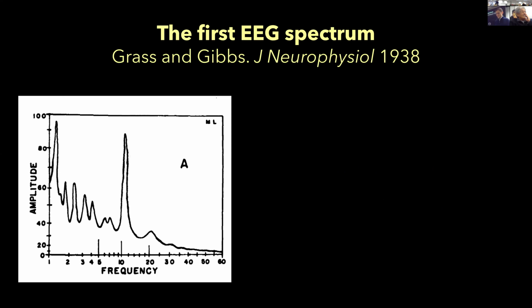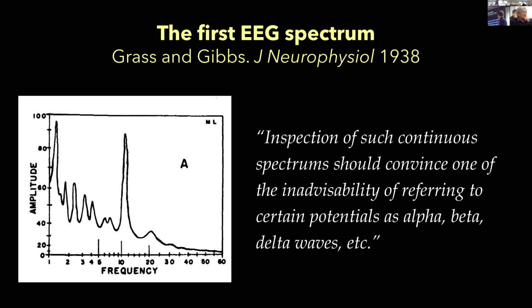So that brings me to this. This is the first EEG spectrum that was ever calculated. It was calculated in 1938, well before there were computers. And so to calculate the signal, they literally hooked up a physical system of projectors and wheels to physically transform the EEG signal being drawn out by a pencil into Fourier space. And upon seeing the very first EEG spectrum ever recorded, they concluded that inspection of such continuous spectrums should convince one of the inadvisability of referring to certain potentials as alpha, beta, delta waves, etc.